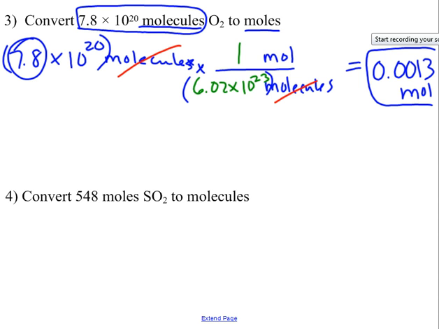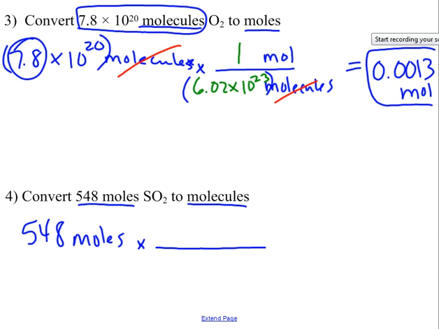Number 4, we are starting with 548 moles, and we're trying to convert that to molecules. So it's really just the reverse conversion of what we just did. Starting with a number given, 548 moles, it's going to be a single step problem. I'm going to put moles in the denominator and molecules in the numerator.